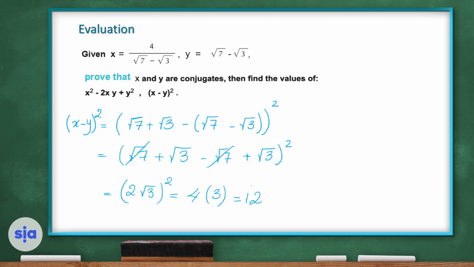The second part, the question wants us to find x squared minus 2xy plus y squared. Then if you can see here, x squared minus 2xy plus y squared is the same as x minus y all squared. And we already got x minus y all squared in the previous part. So x minus y all squared is 12 as we found it in the previous step.